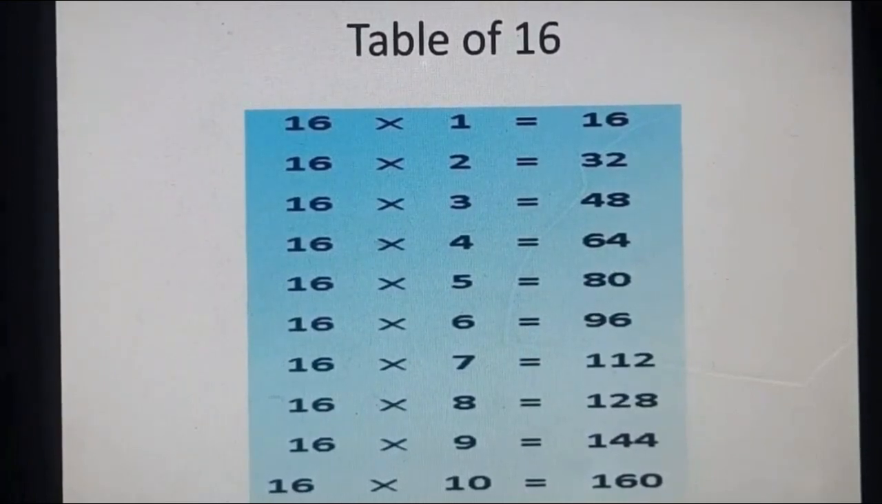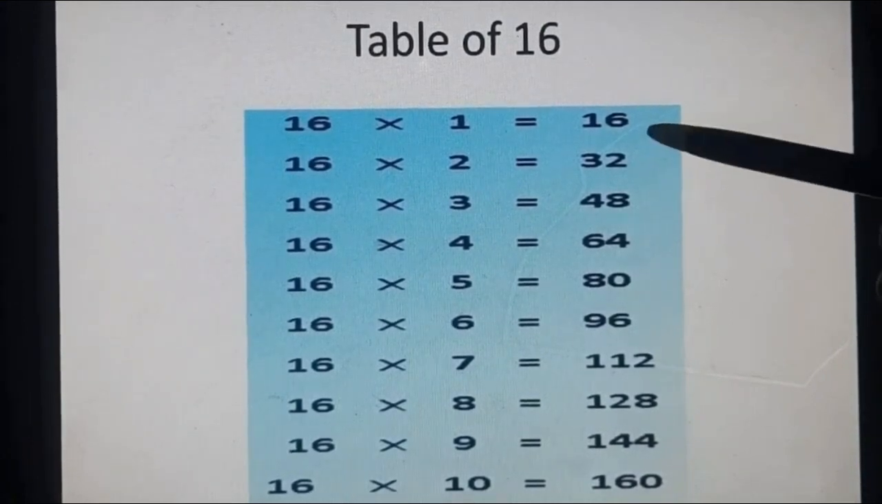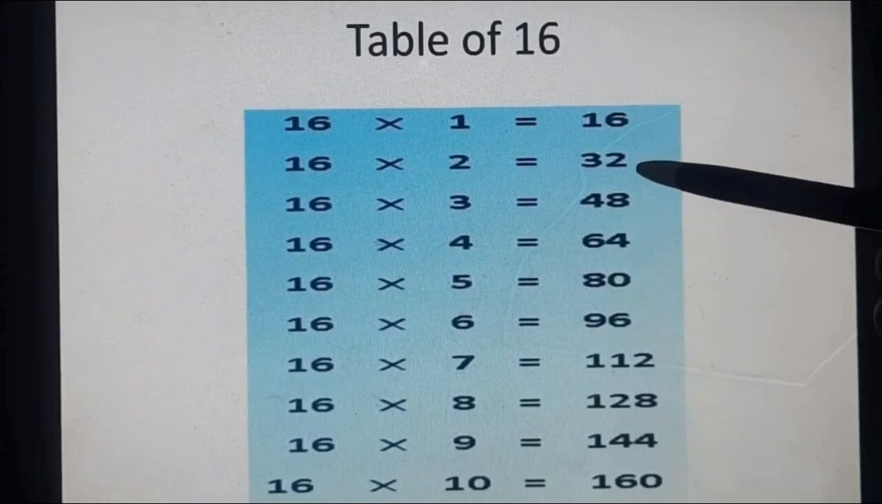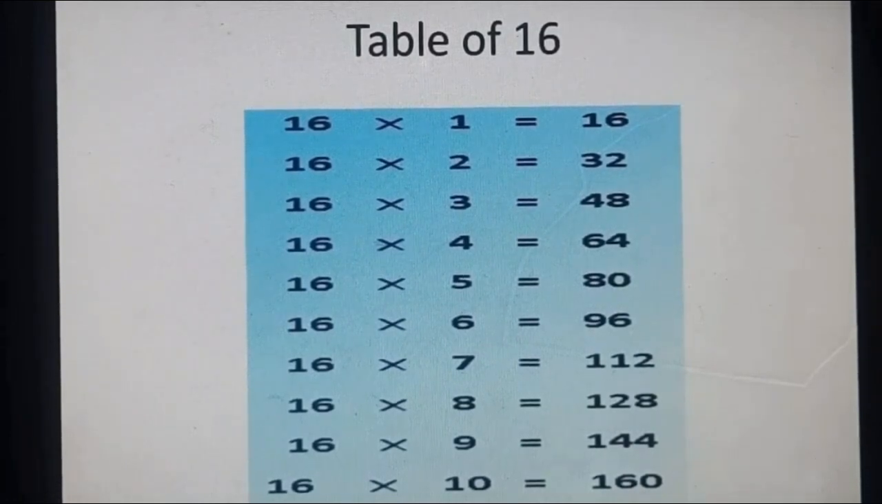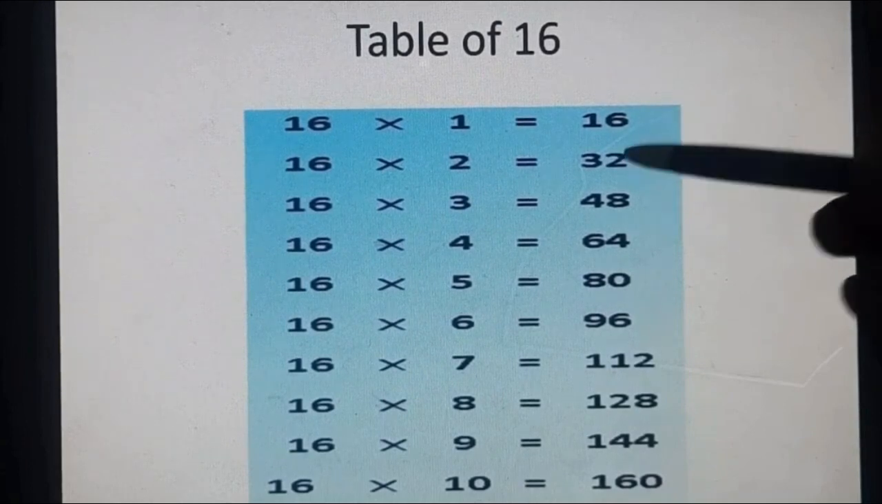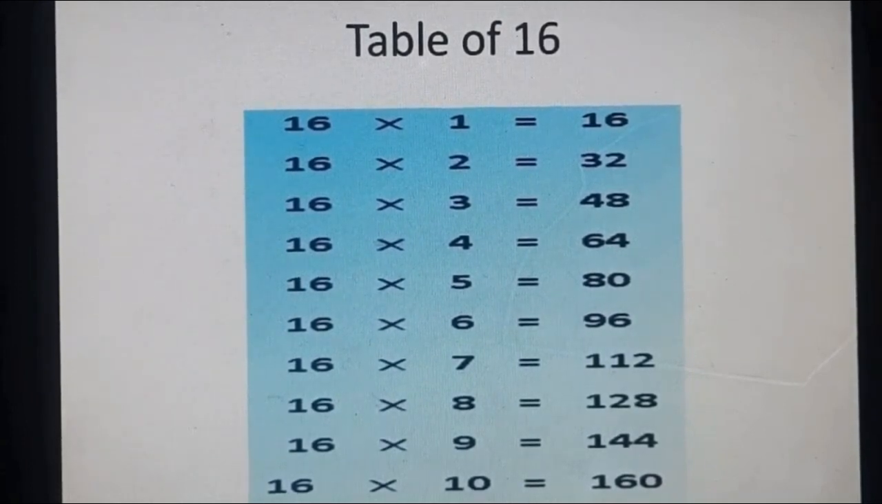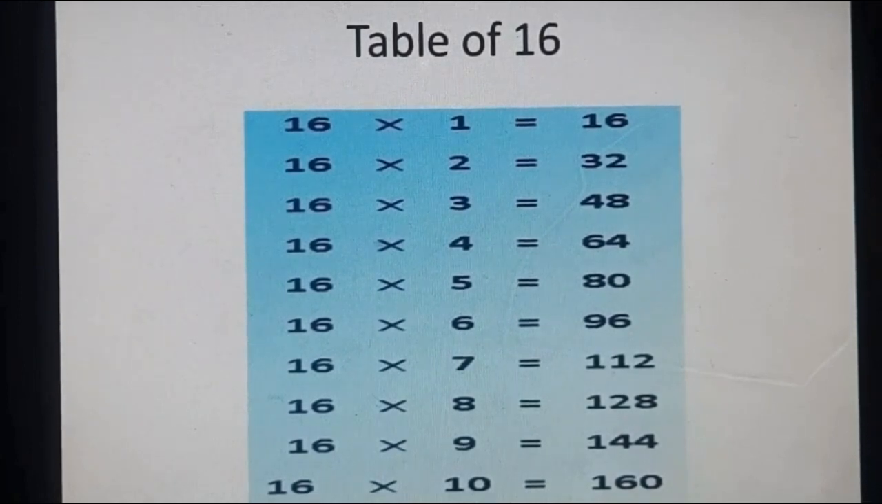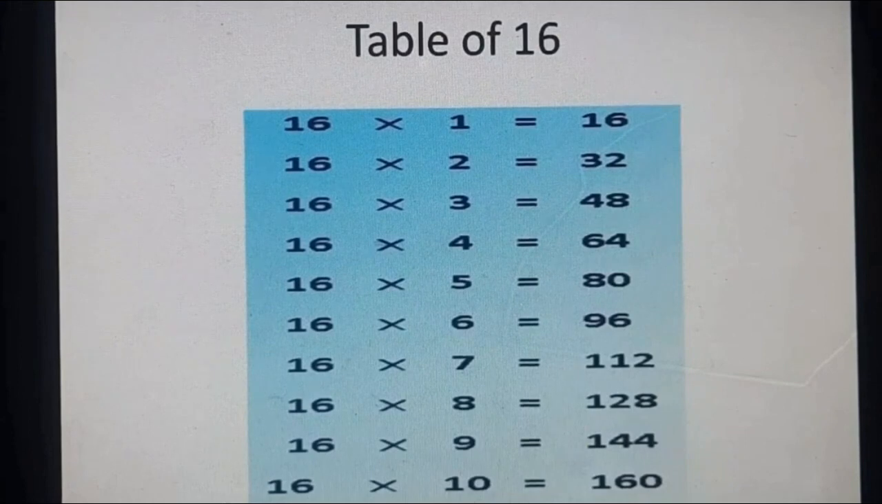Table of 16 was given for learning. Have you learned? Okay, then revise with me. So start. 16 ones are 16, 16 twos are 32, 16 threes are 48, 16 fours are 64, 16 fives are 80, 16 sixes are 96, 16 sevens are 112, 16 eights are 128, 16 nines are 144, 16 tens are 160. Done? Let's revise one time again.